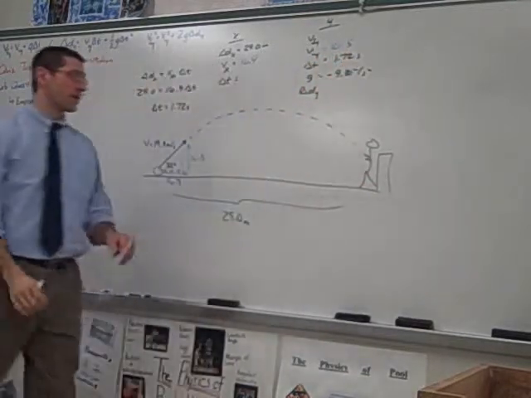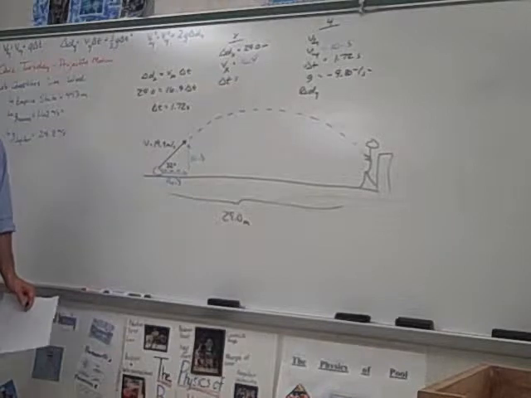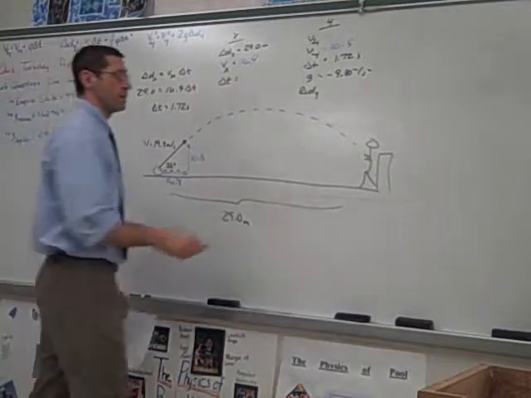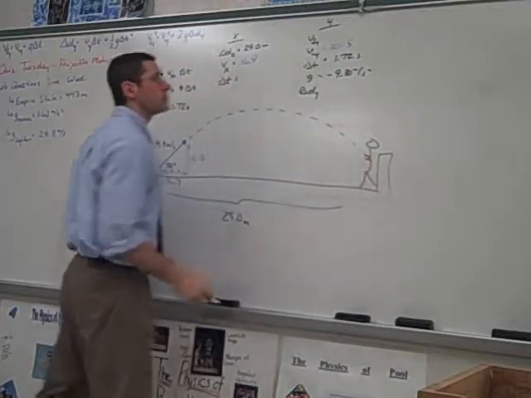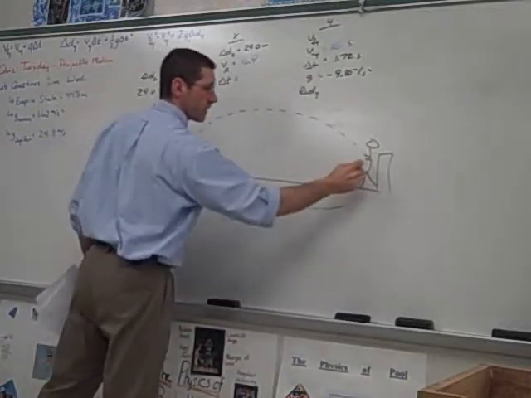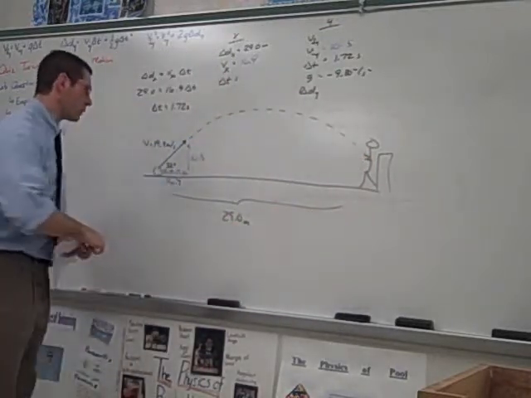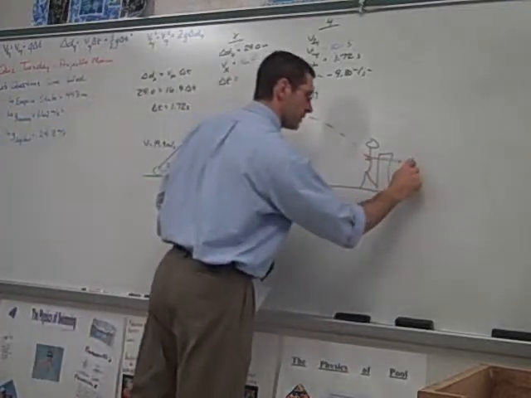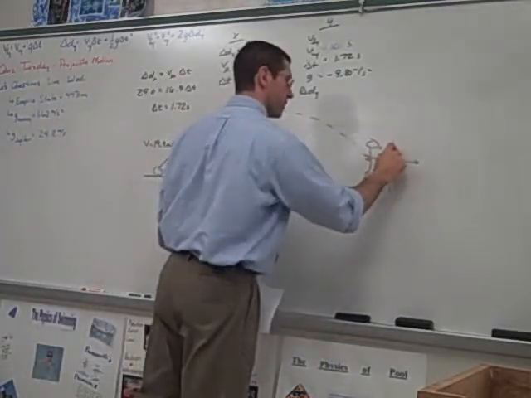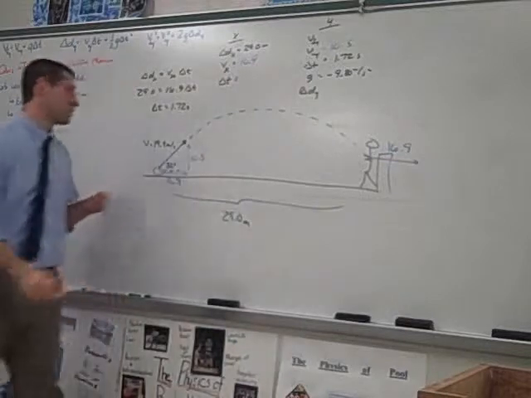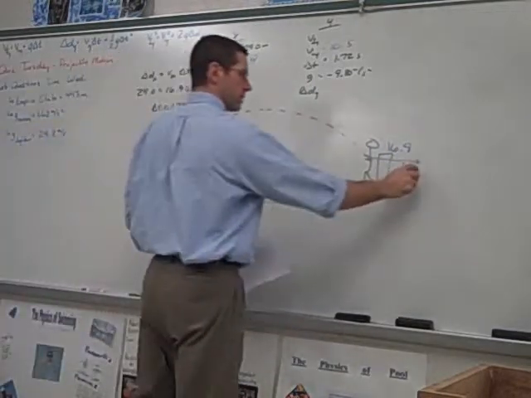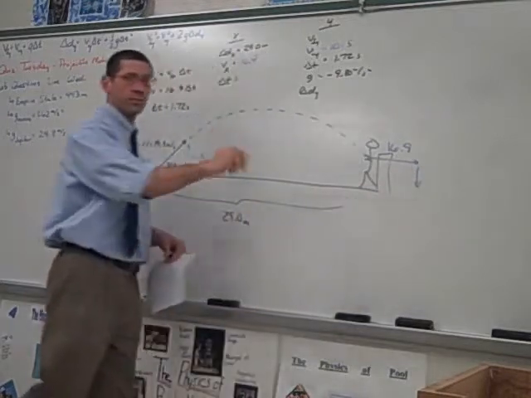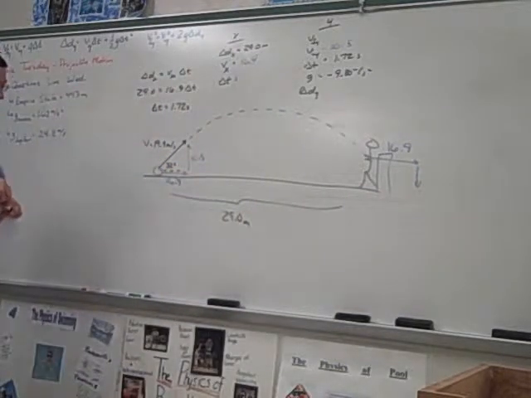Now the question is, where is the ball in terms of, well, not where it is, what is its speed when it reaches him? So at 1.72 seconds, we know the ball will still have an x velocity of 16.9, because that doesn't change. But the question is, what is the y velocity? And then, once we have that, we'll do the Pythagorean theorem and get the result.